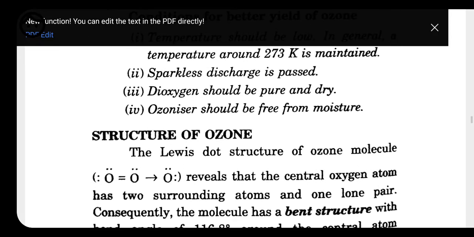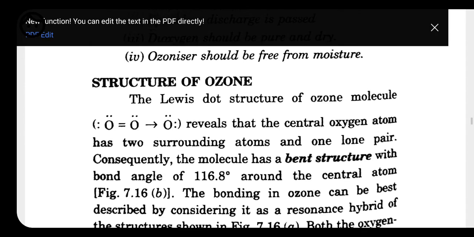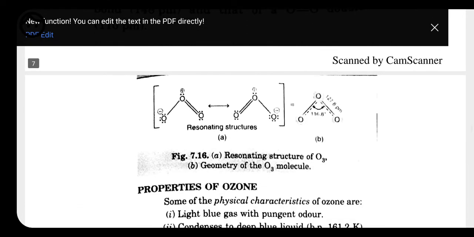Next, here we have the structure of ozone. According to the Lewis dot structure, we have 3 oxygens, one present at the center and 2 sidewise. In the first structure, the double bond is present on the second oxygen, and in the second structure the double bond is present on the first oxygen. So that is the resonating structure, because here the shifting of the bond is shown. This is the resonating structure of O3. The more the number of resonating structures, the more the stability.